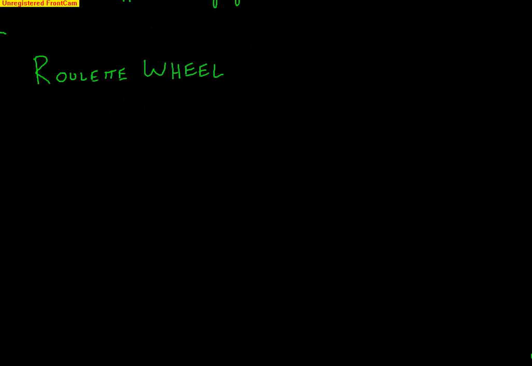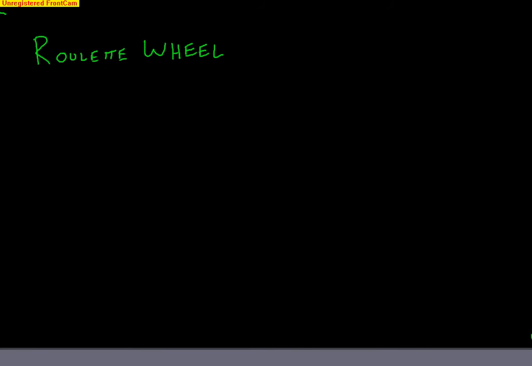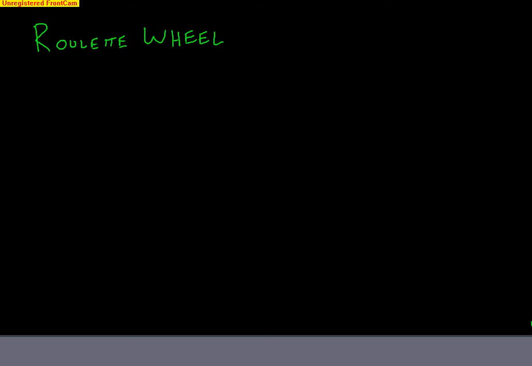Now, let's do another example real quick here. I want to talk about a roulette wheel. If you don't know, maybe you do or you don't, on a roulette wheel there are red spaces, there are black spaces, and there are green spaces.